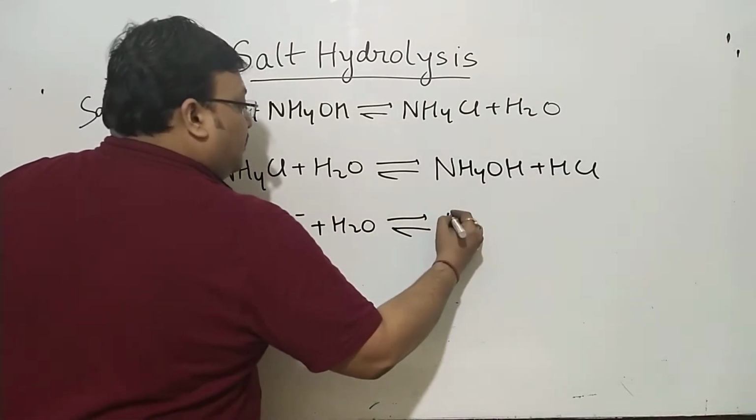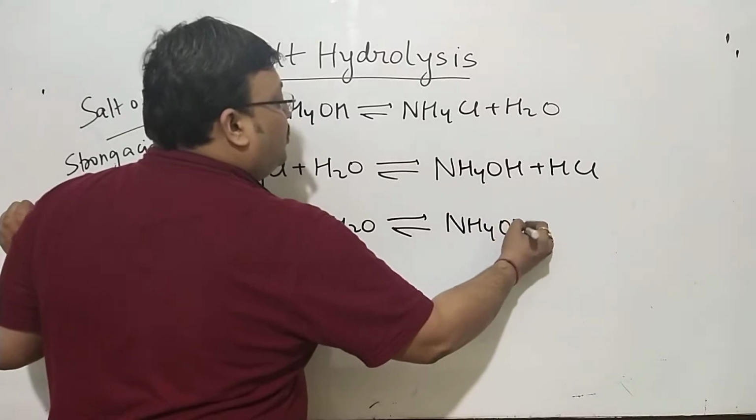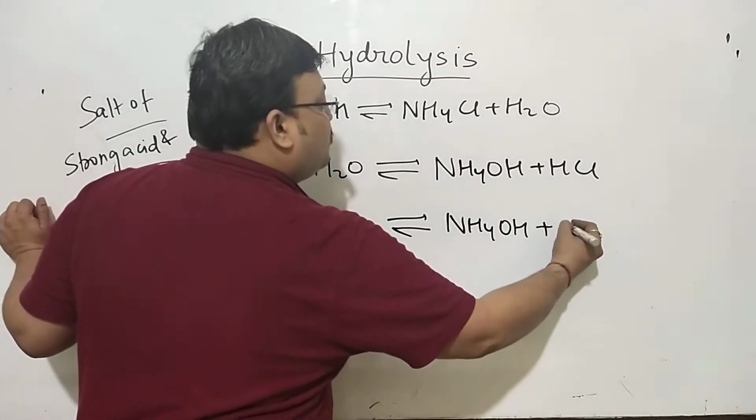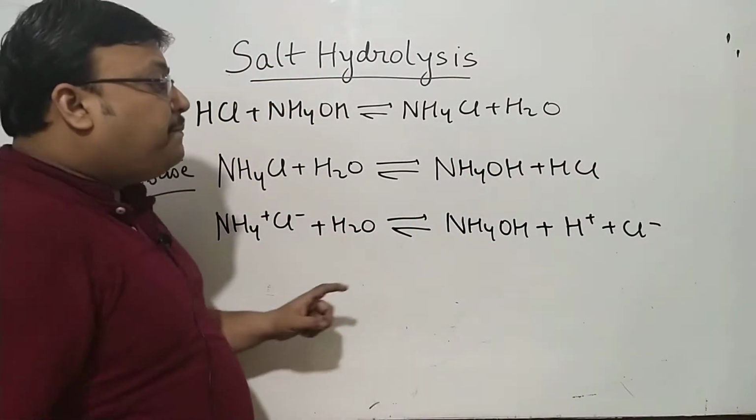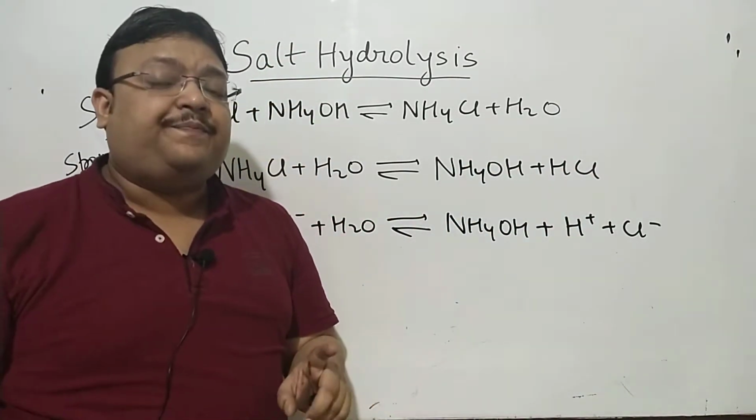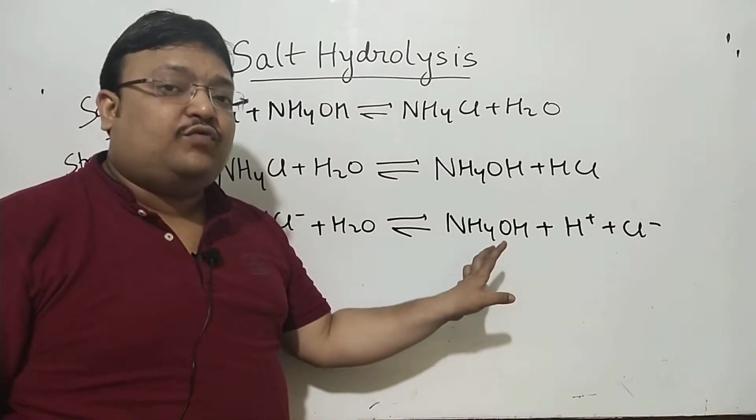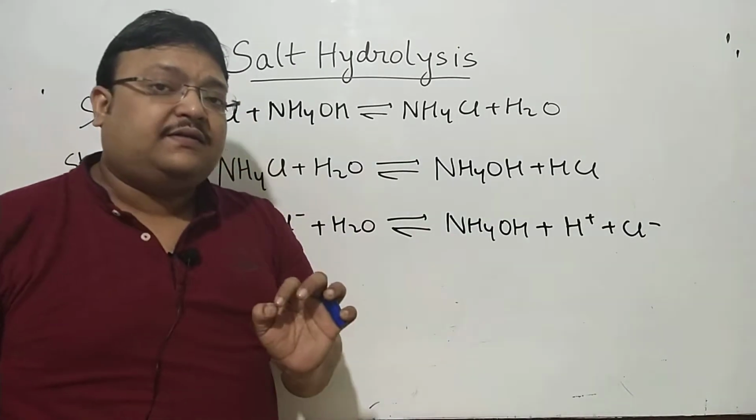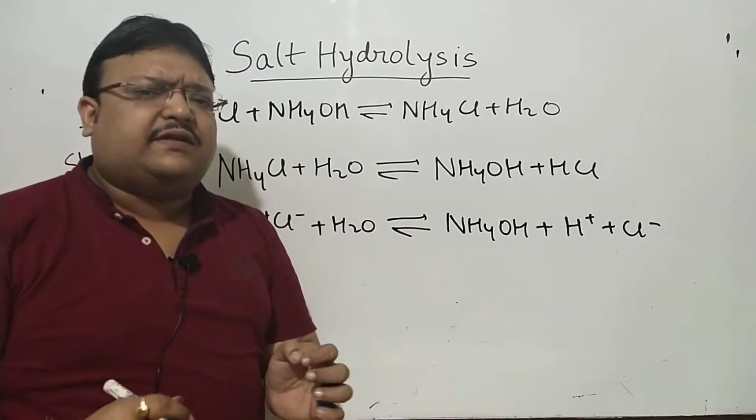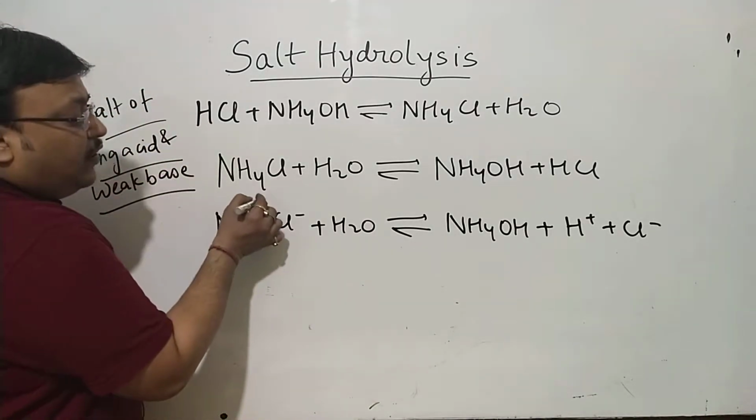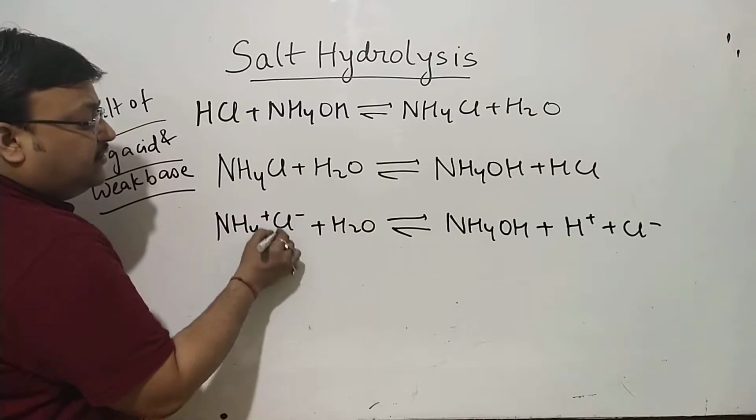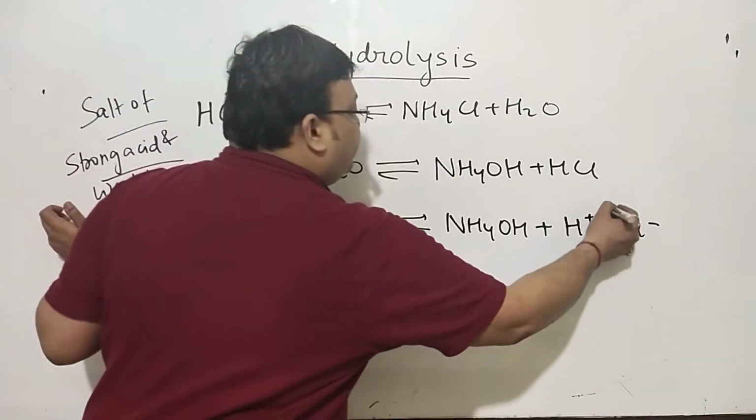So ammonium hydroxide is a weak base, so it will not ionize completely. HCl is a strong acid, so it will ionize completely. पानी में HCl नहीं होता है, पानी में H plus और Cl minus होता है. There is nothing like HCl in water, it's H plus and Cl minus. I keep on using this language. There is nothing like ammonium chloride in water, it's ammonium and chloride. We can cancel Cl minus on either side.